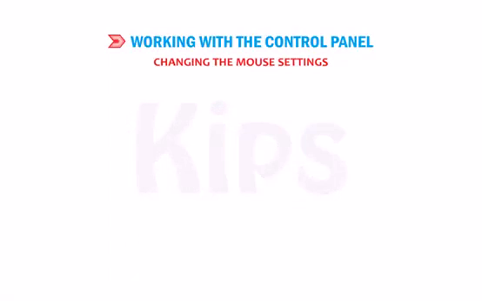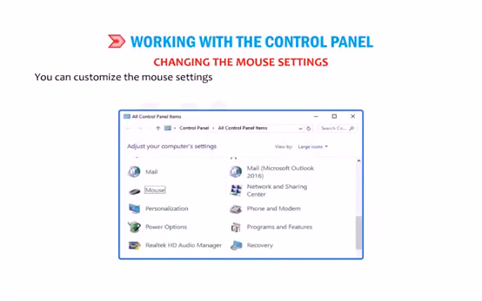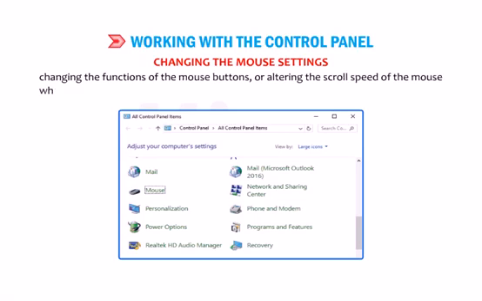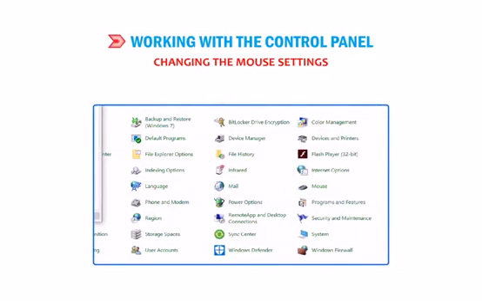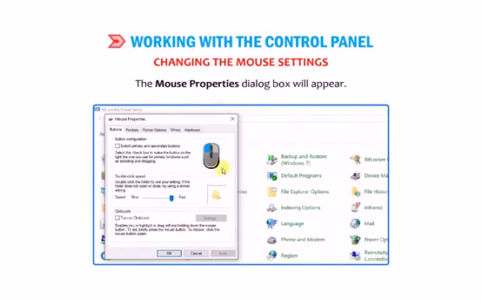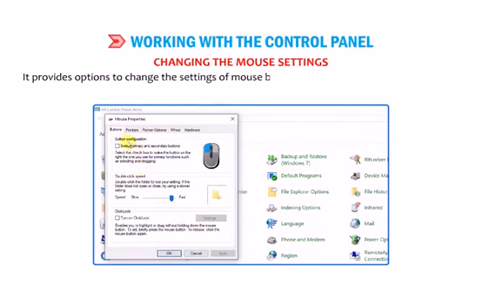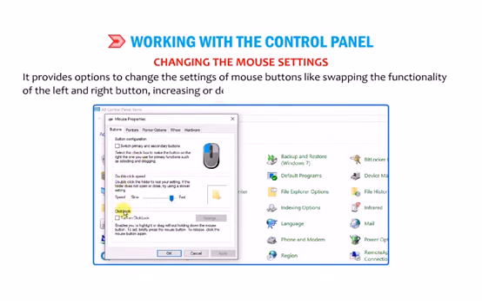Changing the mouse settings. You can customize the mouse settings in various ways, such as changing the appearance of mouse pointer, changing the functions of the mouse buttons, or altering the scroll speed of the mouse wheel. Select the Mouse option in the Control Panel. The Mouse Properties dialog box will appear. The Buttons tab is selected by default. It provides options to change the settings of mouse buttons like swapping the functionality of the left and right button, increasing or decreasing the double-click speed, etc.